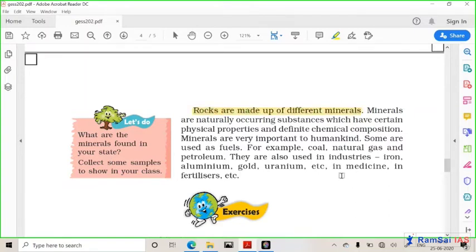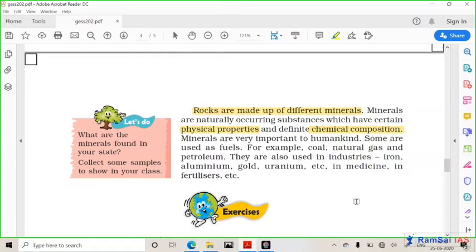These minerals are nothing but naturally occurring substances which have certain physical properties. They have fixed physical properties and a fixed chemical composition. Getting it? So minerals have fixed physical properties and fixed chemical composition. They are very important for us. We are using various minerals.